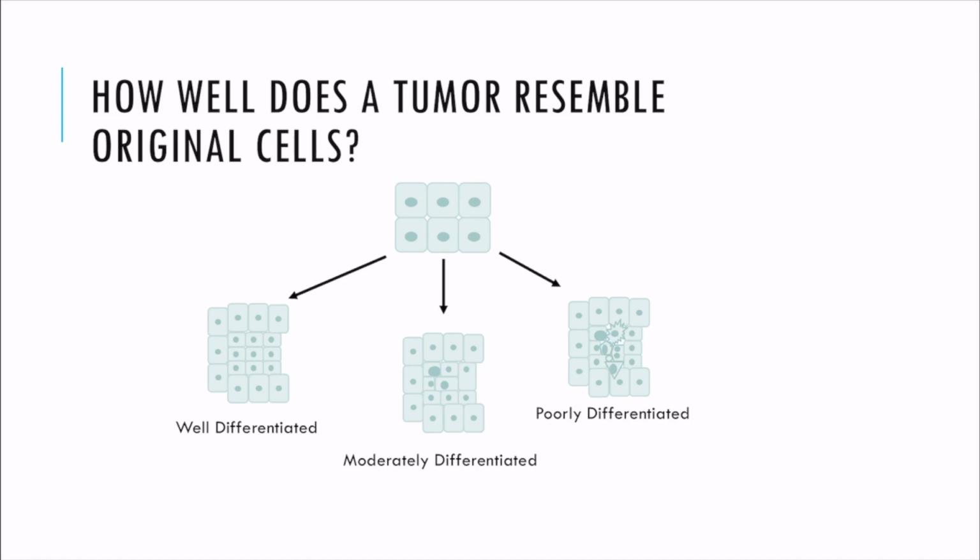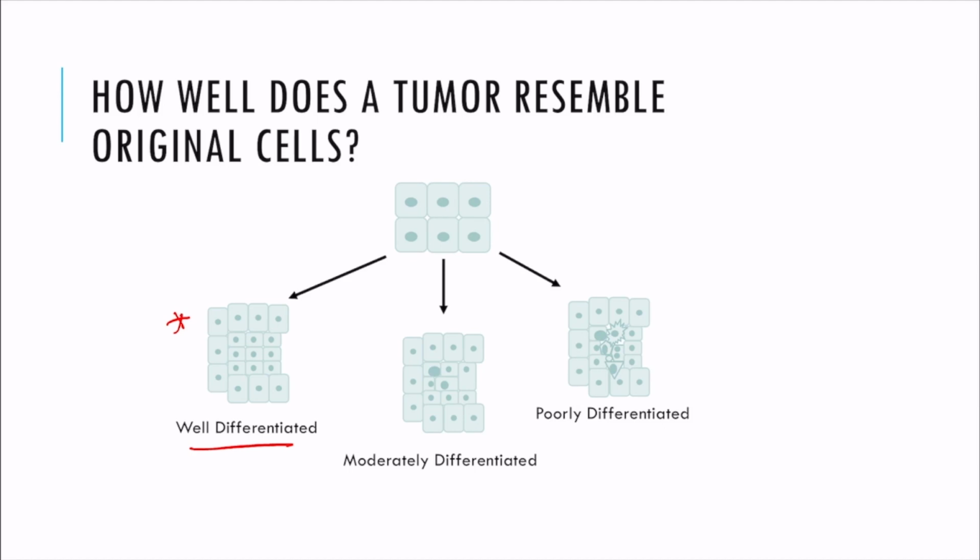So if it closely resembles it, which is kind of like here, if you look at this, it's uncontrolled cell growth, but man, they really look pretty similar. We would call that a well-differentiated tumor. They still carry the structure and function of the original cell. They're just growing outside of physiological control.